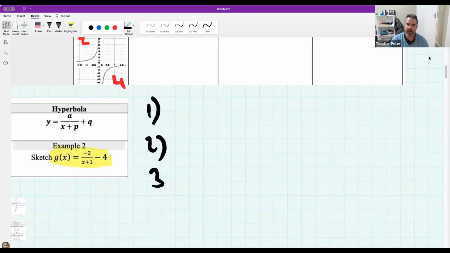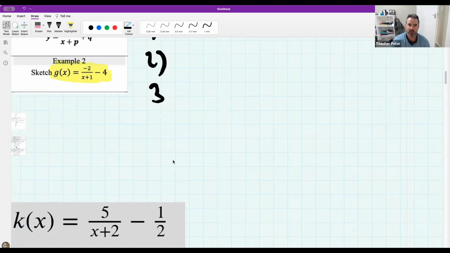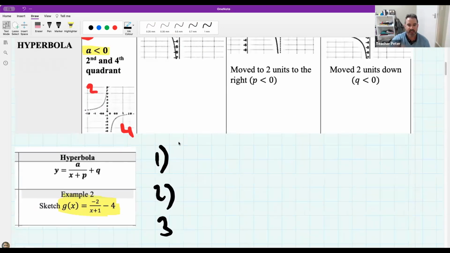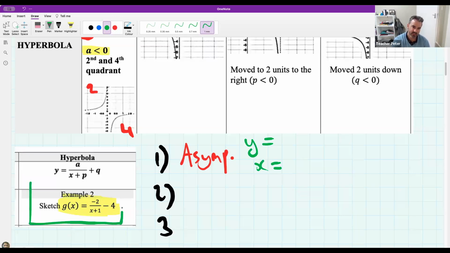So step 1, not turning point. Oh, all right, I got excited there. Step 1 is to write down the asymptotes. So the asymptotes are the parts of the hyperbola where it cannot go. And there's normally, well, not always, but actually there will be 2 of them. There'll be y equal to something, and there will be x equal to something. So in this hyperbola, what will the asymptote for y be, and what will the asymptote for x be?